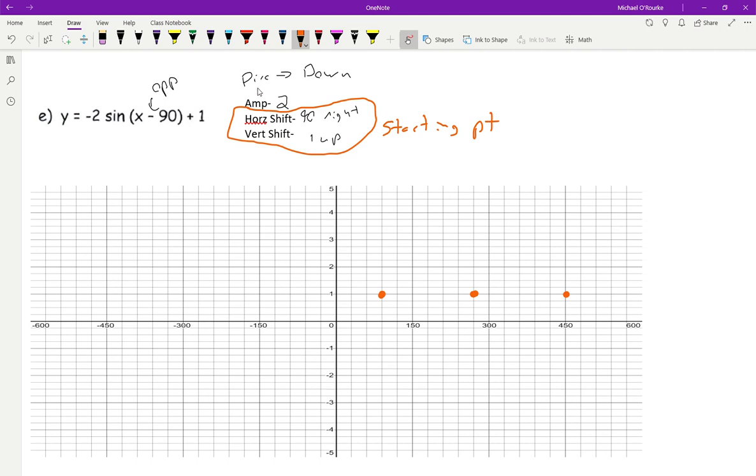Now I need to deal with my amplitude. Okay? So my amplitude's 2. So I'm going to go halfway, so I'm going to go 90 degrees. 1, 2, 3. Now am I going to go up 2 or down 2 for this first one? Which way? Up 2 or down 2? So I'm going to go down 1, down 2. I put my dot there. Then I go 1, 2, 3, and this one's going to be up 2. Okay, since I went down the first time, I got to go up the second time. And there is my graph.